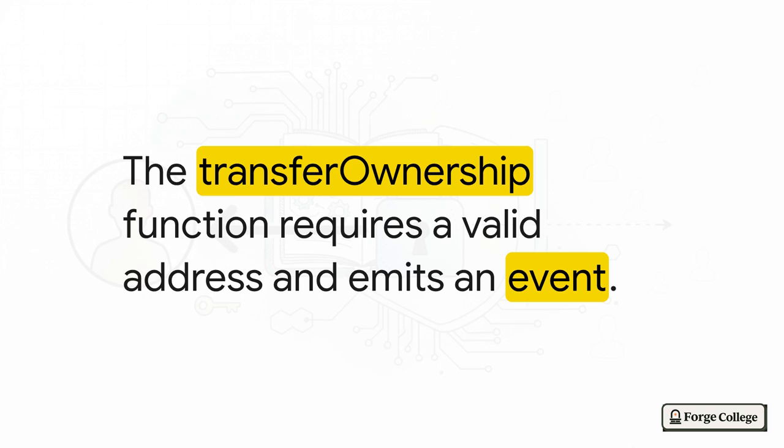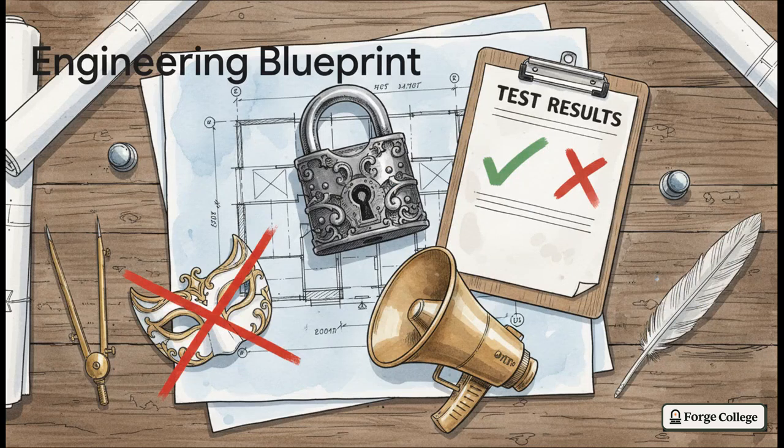Plus, this function requires a valid new address, because, yeah, you definitely don't want to accidentally hand the keys over to the void. And it loudly emits an OwnershipTransferred event. Emitting these events is a huge deal. It provides absolute runtime visibility and transparency on the blockchain, meaning auditors and users can easily track those state transitions as they happen.